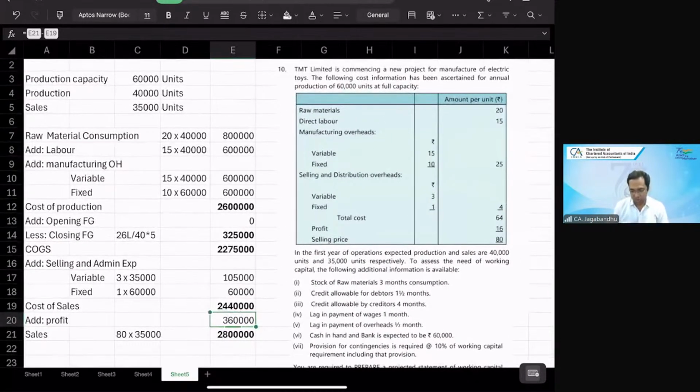Did we get this cost structure, everyone? Did we get the cost structure? Profit per unit is given, but that is given as per the 60,000 units capacity. Here we don't have that 60,000 units capacity. We are producing 40,000 and selling 35,000. So my profit per unit is not going to match with this profit per unit. Yeah. Are we getting it, everyone?